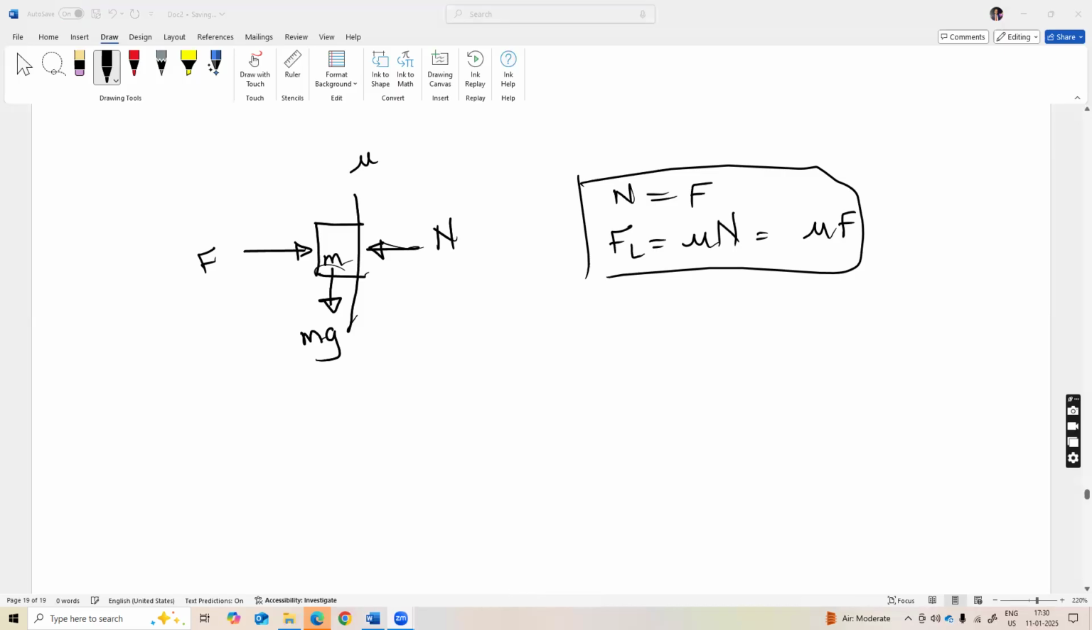Sir, if gravity is acting downwards, and we are pressing the block towards the wall, the friction is applied upwards, right? Yeah, friction will be applied upward. Yes, correct.